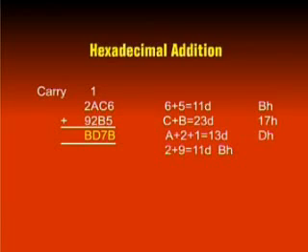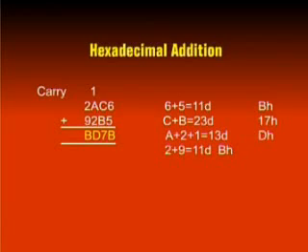Let's start by adding the two least significant hexadecimal digits, 6 and 5. The result is 11 in decimal. How do you represent 11 in hexadecimal? It is equivalent to B. So no carry is generated in this particular case.